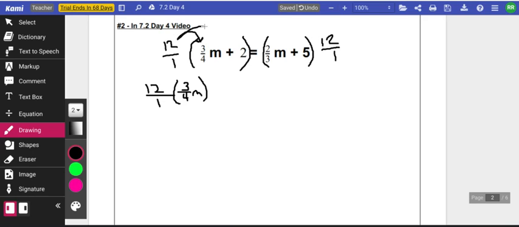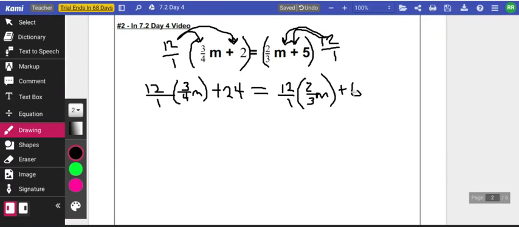Then I distribute 12 times 2. 12 times 2 is positive 24, so I put a plus 24. I bring my equal sign straight down. On the right side, I also distribute the 12. I'm going to go 12 times 2/3 m. So 12 over 1 times 2/3 m. Don't forget your variable. 12 times 5. 12 times 5 is positive 60.